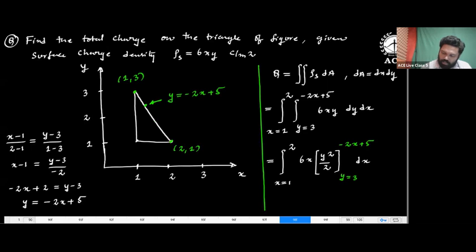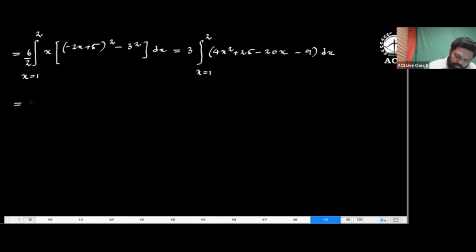A small correction here. What is y? Yes, y is from... So how much will you get? Speak out. 3 into... I'll repeat the limits. So how much will you get in this one? 4x square minus 20x plus 16, into dx.